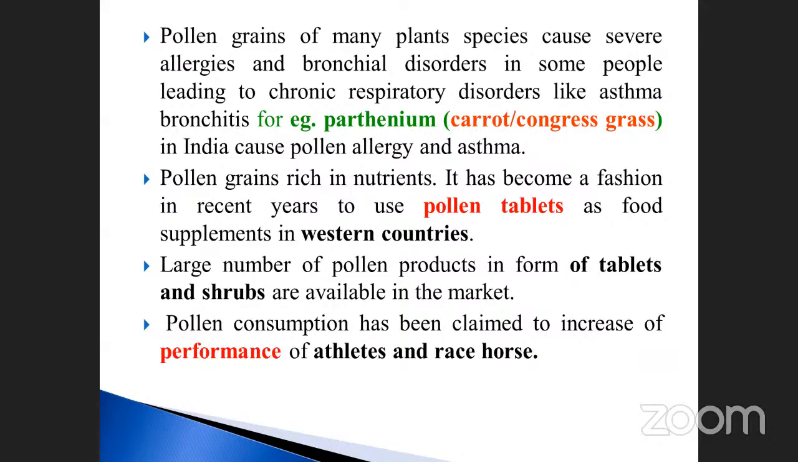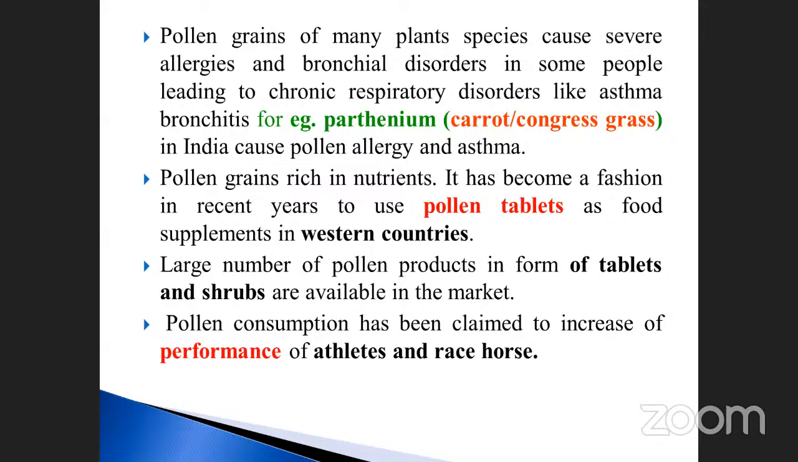In India, these plants cause pollen allergy and asthma: Parthenium, carrot, and Congress grass. These are all present in India. They cause pollen allergy and asthma in human beings. Pollen grains are rich in nutrients. Sometimes the pollen grains are used as food supplementation also.